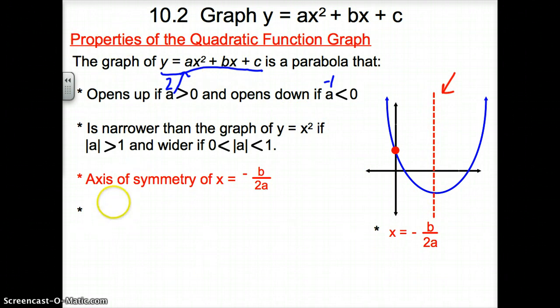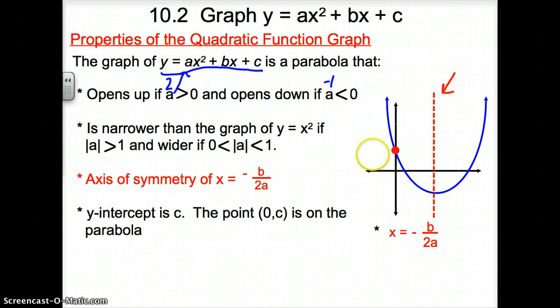Next property is that the y-intercept is c. On this point here, the first number is the x, which will have to be 0. The next number will be c, and that is the y-intercept. It's going through the y-axis. This number will be the y-intercept.